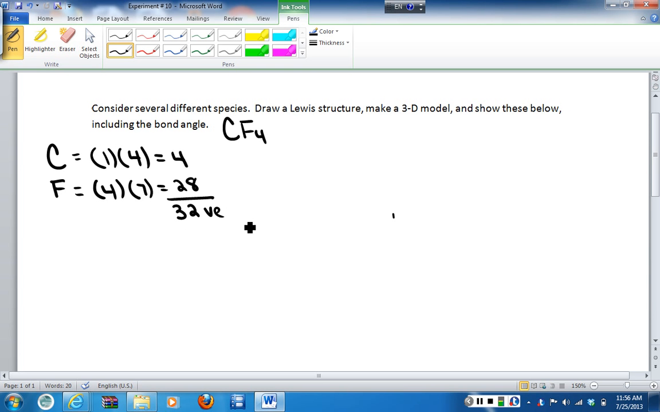So the second step is to determine what is your central atom and what are your terminal atoms, and again, remember, the central atom is generally written first, the exception being hydrogen. So in this case, carbon is the central atom, and it is surrounded by the 4 fluorines. So that's step 2. Now the third step is to draw a single bond from your central atom to all of your terminal ones. So I draw a single bond from the carbon to each of the fluorines. So step 3 is done.